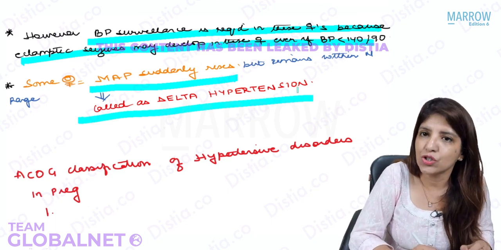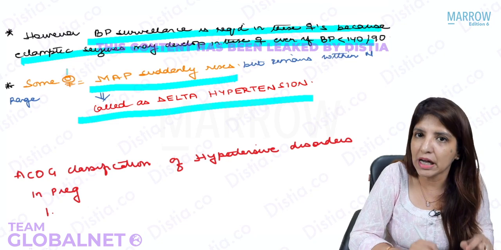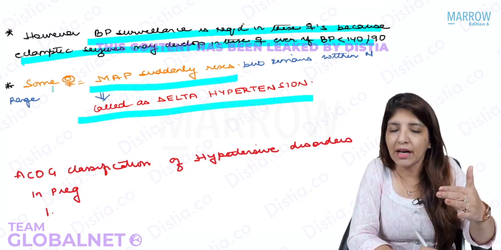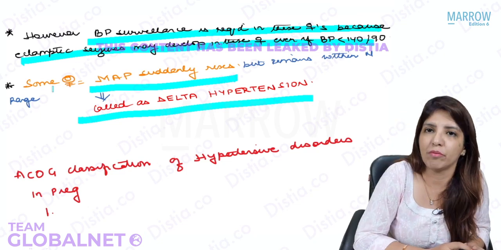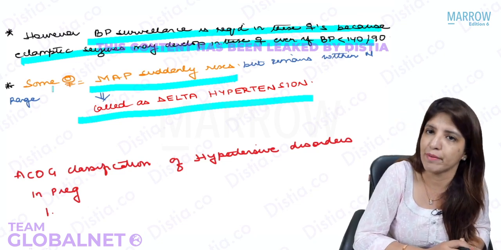So, have you understood? In delta hypertension, the mean arterial pressure is increasing, but it is remaining within the normal range. That is what delta hypertension is.